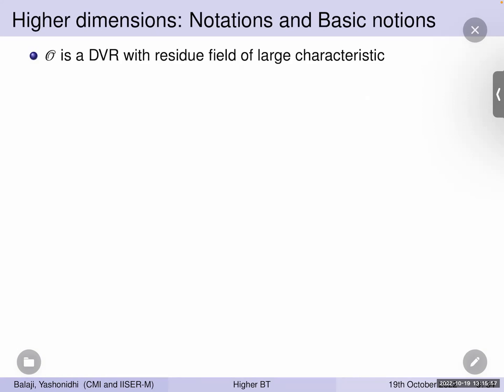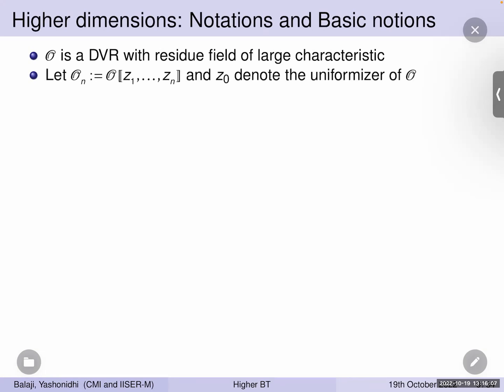So now I'll begin my lecture on higher dimensions. I have to set some notations and also some basic notions. So now O is a DVR with the residue field of large characteristic. Let O_n be the power series ring in n variables over O. And it would be convenient to denote the uniformizer of O by z_0. Let K_n be the fraction field of O_n.